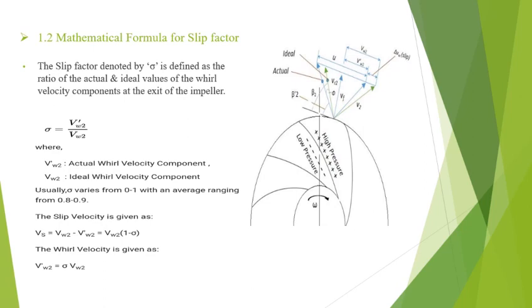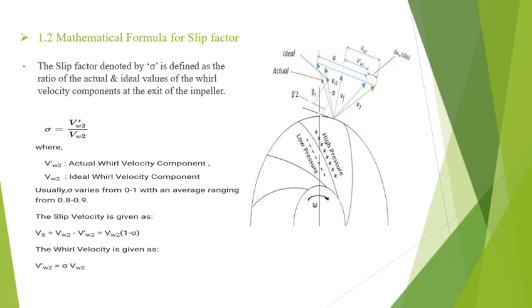Next, the mathematical formula for slip factor. The slip factor, denoted by sigma, is defined as the ratio of the actual and ideal values of the whirl velocity component at the exit of the impeller. This is V dash omega 2 divided by V omega 2, where V dash omega 2 is the actual whirl velocity component and V omega 2 is the ideal whirl velocity component. It usually varies from 0 to 1, with an average ranging from 0.8 to 0.9.